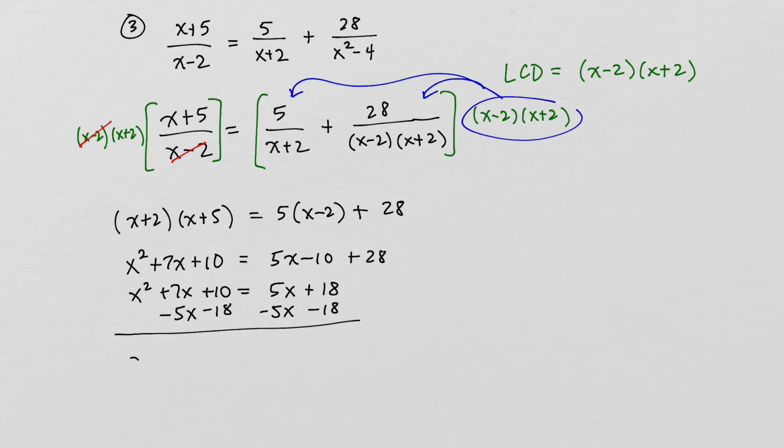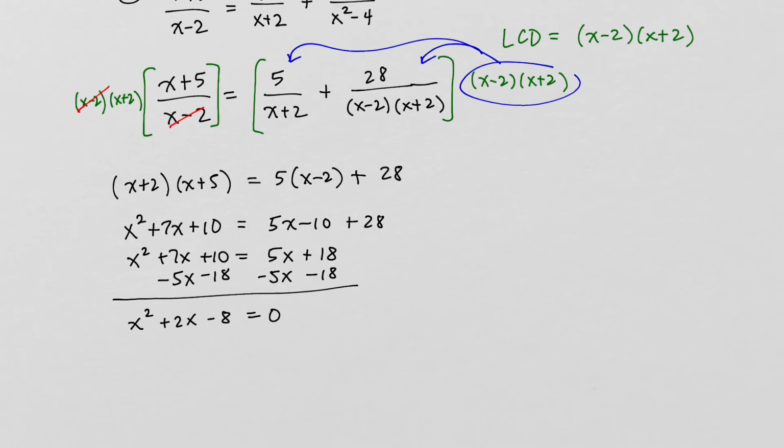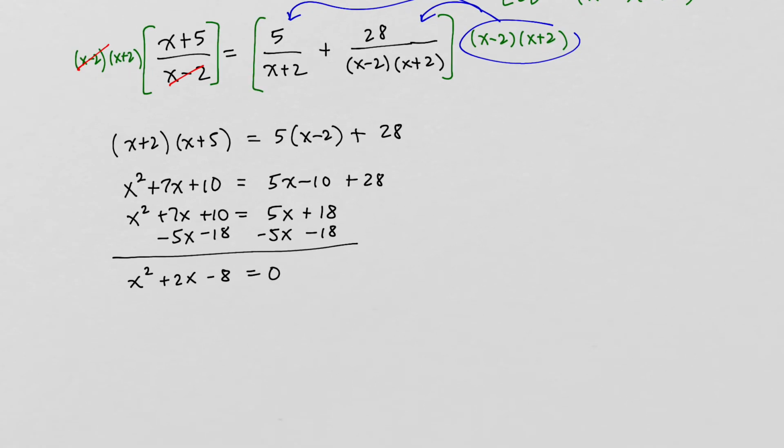And when we do that, we get x squared plus 2x minus 8 equals 0. And from there we can factor, and I would say this factorization is relatively simple. I think most people can do this one in their heads. The reason for this is because we have a 1 in front of our x squared, and so it's pretty simple to find two numbers that multiply to give us negative 8 and add to give us positive 2.